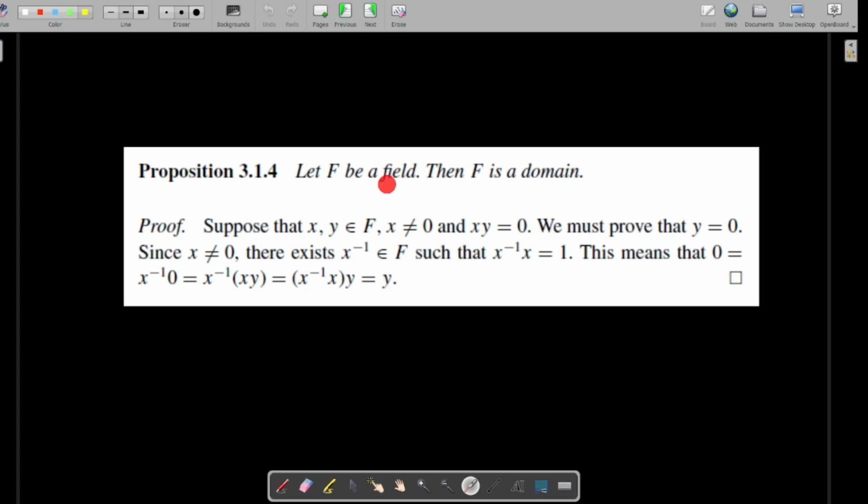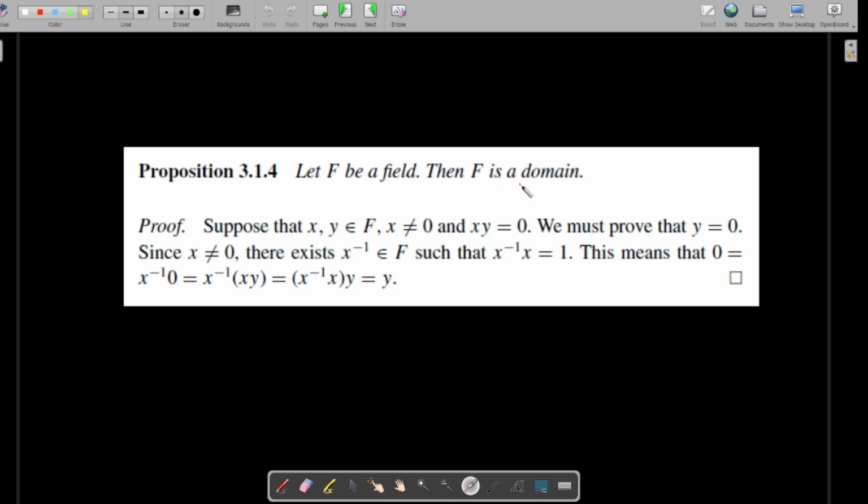So what do you mean by a field and what do you mean by domain? Field means that every element in the ring has a multiplicative inverse. Okay, and domain means that the ring has no 0 divisors. So it is given that F is a field. That means that any non-zero element in F has a multiplicative inverse. You have to show that F is a domain.